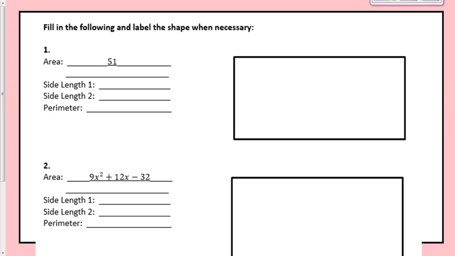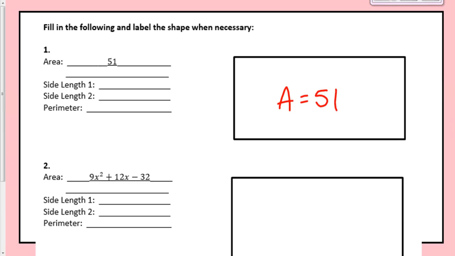with just an example using just a plain old whole number. So it says fill in the following and label the shape when necessary. So the area of this rectangle is 51. Okay, well, how else could I write that as an area? We'll come back to that. The side length, what times what will give me 51?